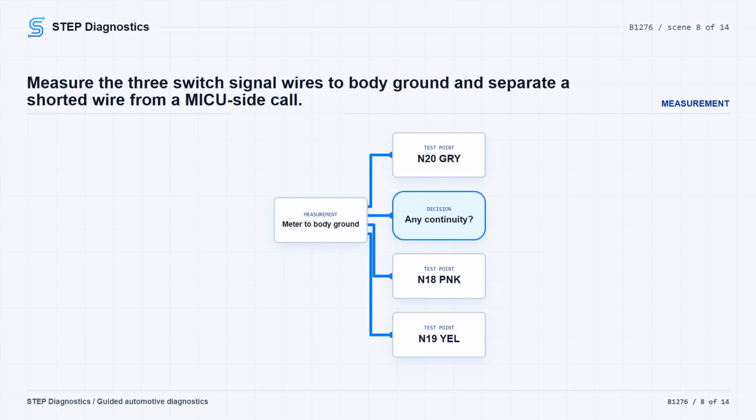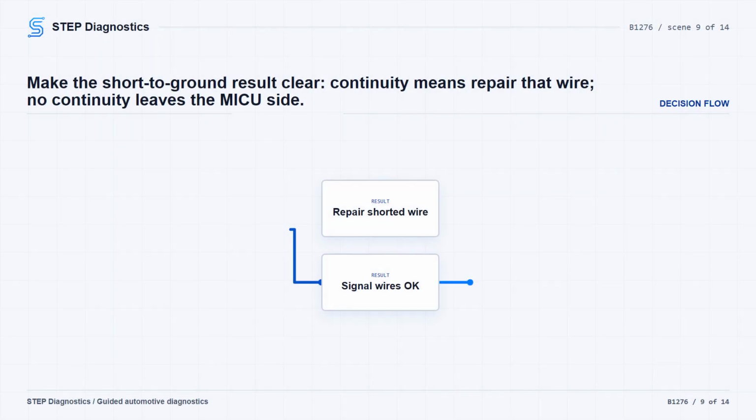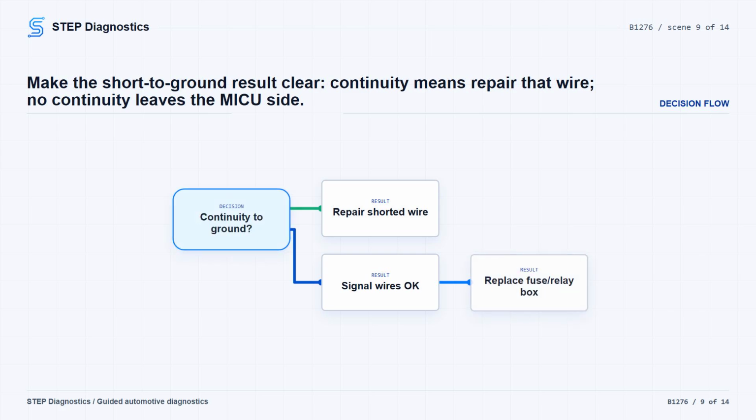That means connector N no. 18 PNK to body ground, connector N no. 19 YEL to body ground, and connector N no. 20 GRY to body ground. If there is continuity on one of those circuits, repair the short to ground in that wire. If there is no continuity, those 3 switch signal wires are okay, and the procedure identifies a faulty MICU. Replace the under-dash fuse/relay box.